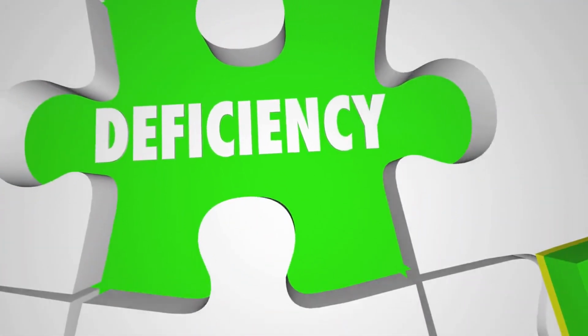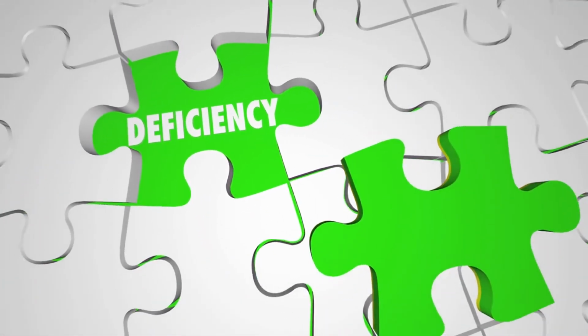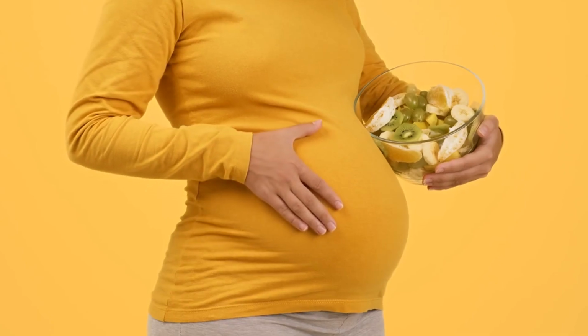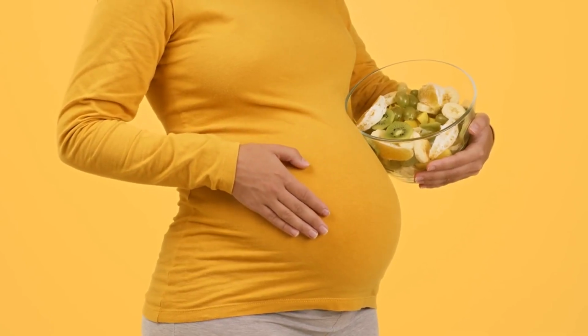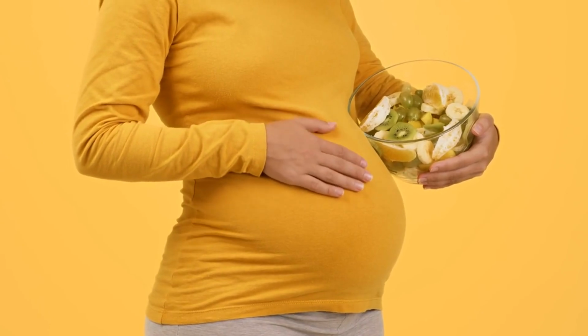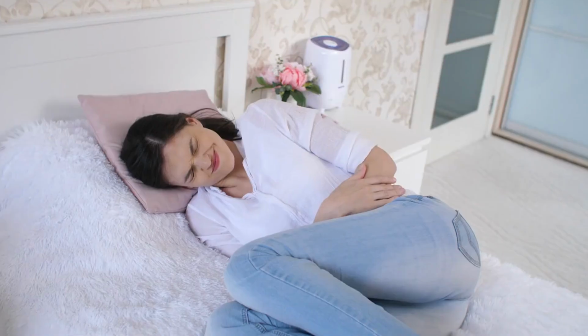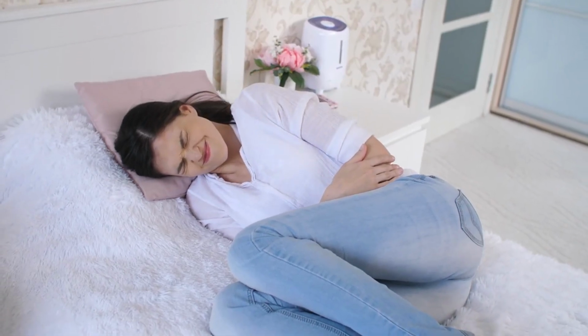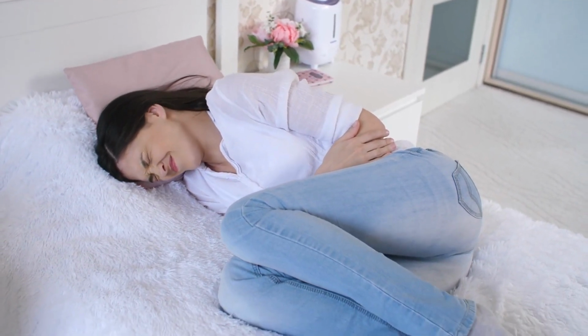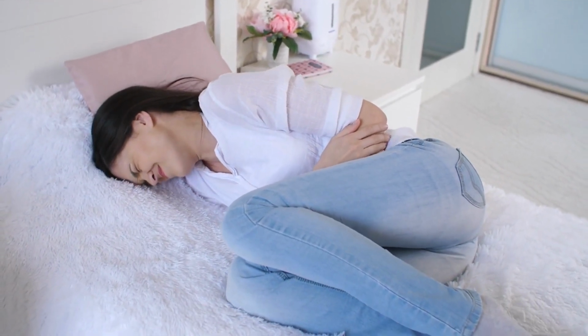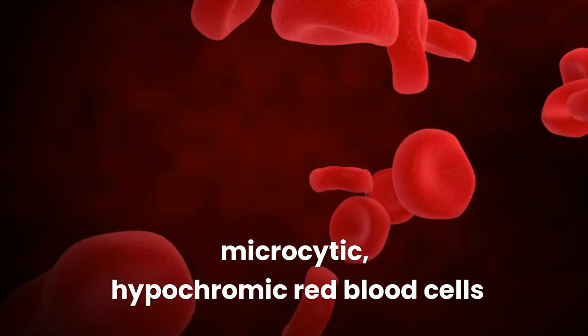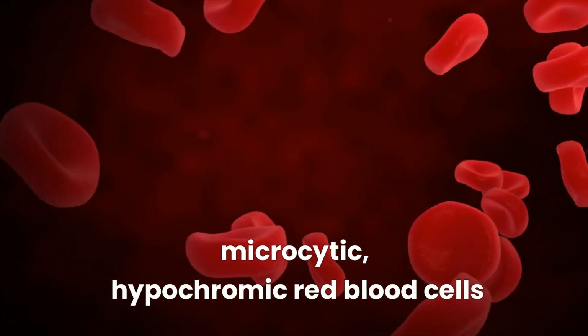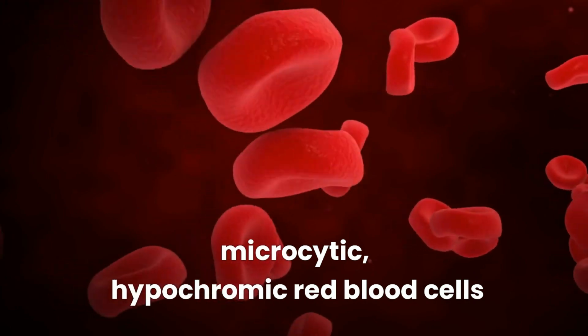Nutritional anemias are caused by deficiencies in essential nutrients. These deficiencies can result from poor diet, absorption issues, or increased nutritional demands, such as during pregnancy. Iron deficiency anemia, the most common type, often seen in menstruating women or individuals with chronic blood loss. It's characterized by microcytic, hypochromic red blood cells, meaning they're smaller than normal and contain less hemoglobin. When coding this condition, look for documentation that specifies iron deficiency.